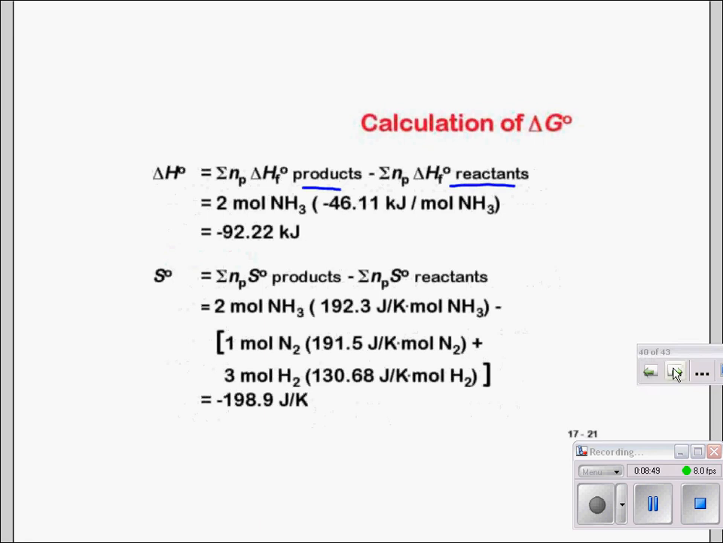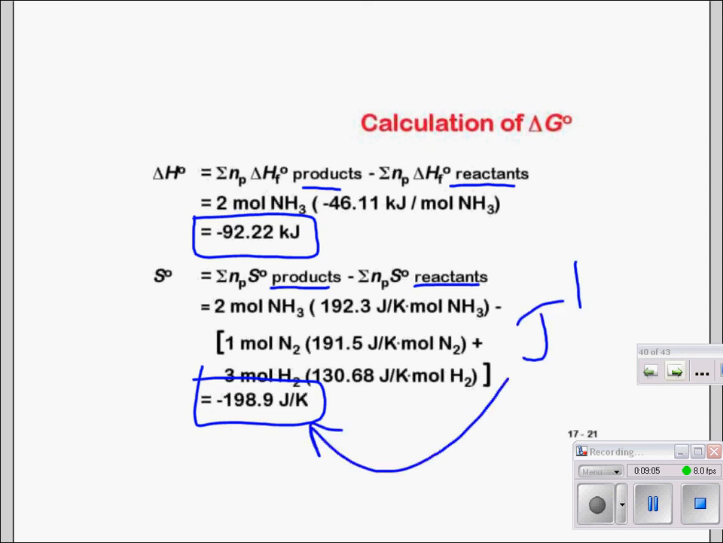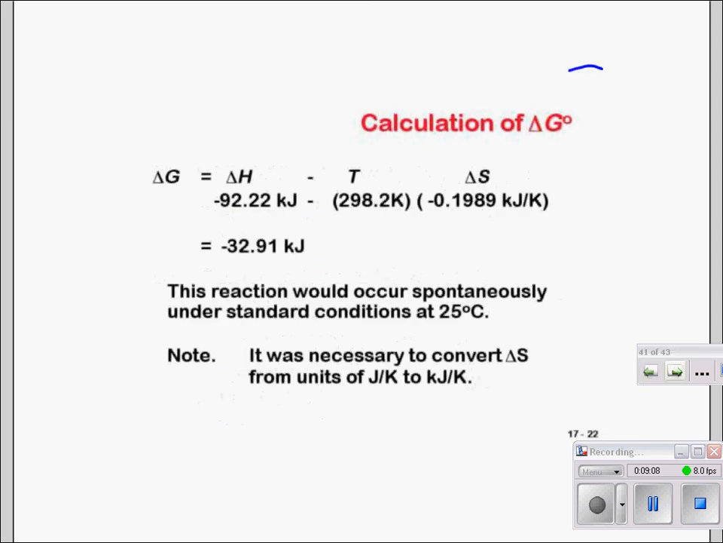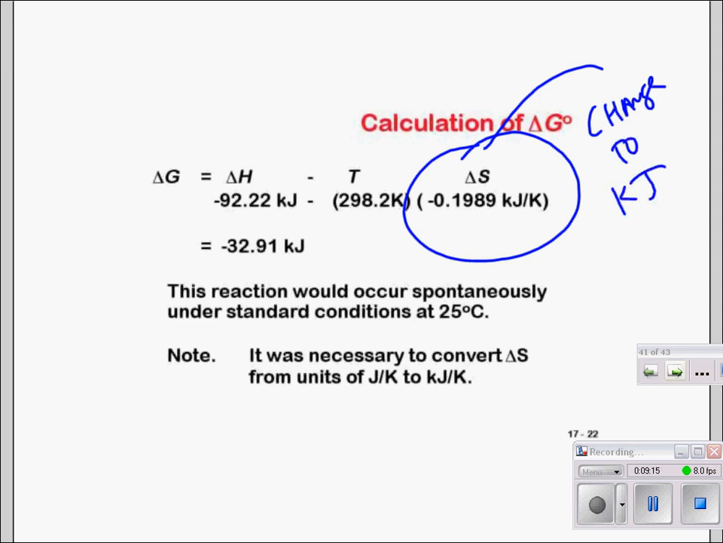You should end up with a negative 92 value. Do delta S. When you do it, products again minus reactants using coefficients, you end up with negative 198.9. Keep in mind that is in joules. Therefore, when you get to delta G, you have to change this to kilojoules. So we change to kilojoules. Then we pop out our answer. Our value for delta G is negative 32 kilojoules. Therefore, we say the reaction is spontaneous, since it's a negative value.